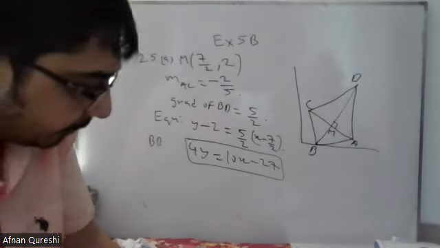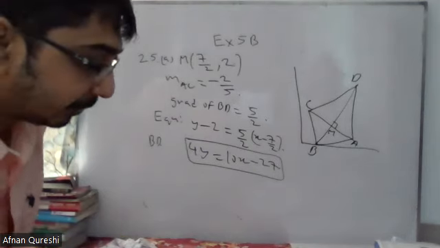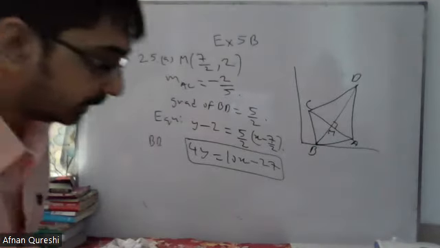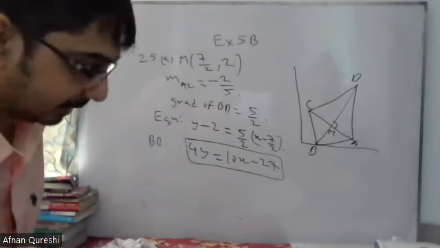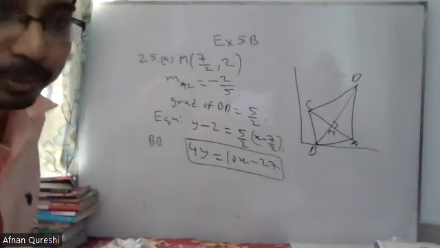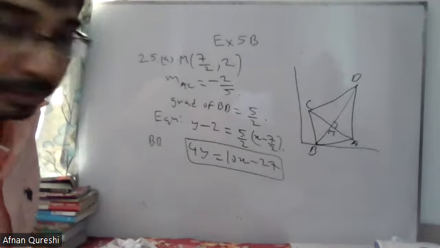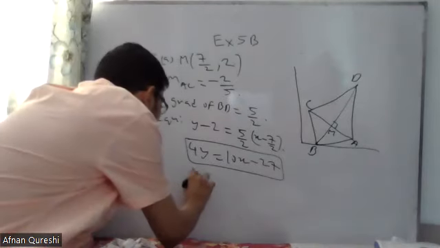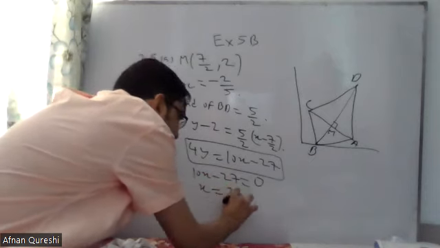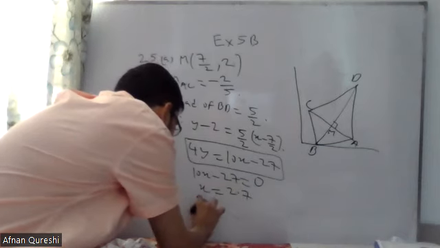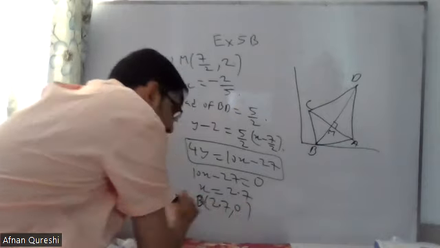All right. Now, you have to understand, they're asking for the x coordinate of B. B lies on the x-axis. That means the y coordinate is going to be what? 0. Since B lies on the x-axis, the y coordinate is 0. So if I put 0 over here, 10x minus 27 is equal to 4 into 0. So x is equal to 27 by 10, 2.7. So the coordinates of B are 2.7 and 0.